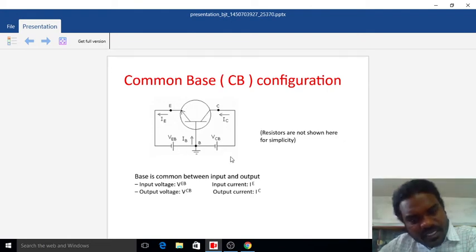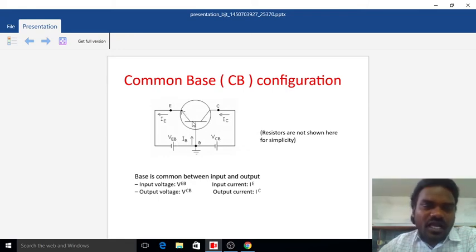This is the emitter junction and this is the collector junction. The emitter junction must be connected in forward bias. The arrow head is towards the emitter, so it is called an NPN transistor. This is N, this is P, and this is N. The emitter is with the N, so N is connected to the negative, and the base is with the P-type semiconductor. P is connected with the positive, so negative to N-type and P-type to positive is called forward bias, and the output must be connected in reverse bias.